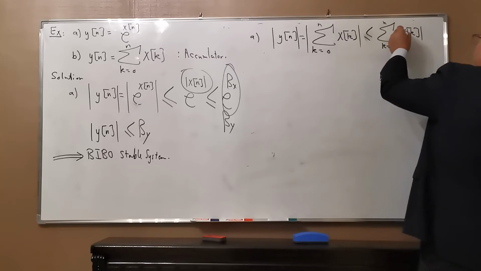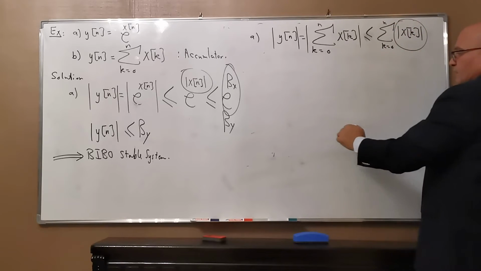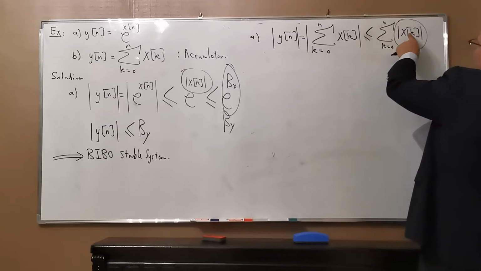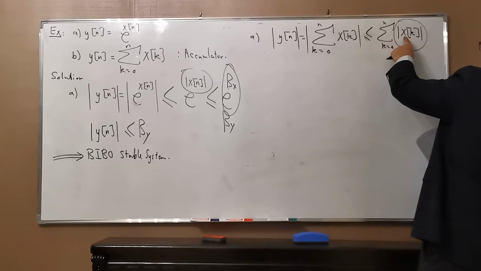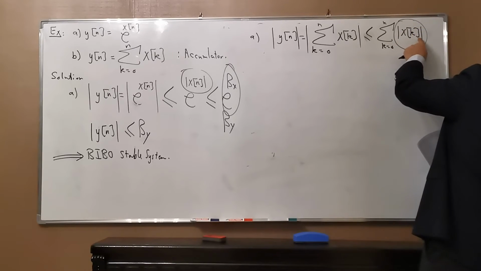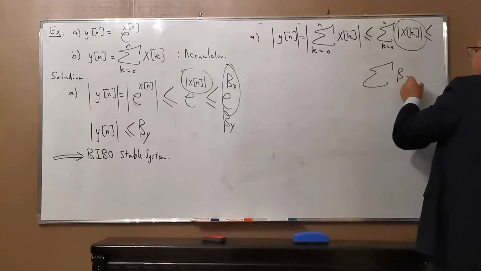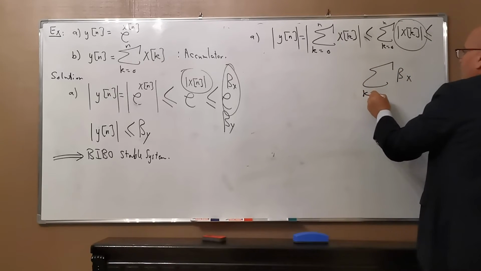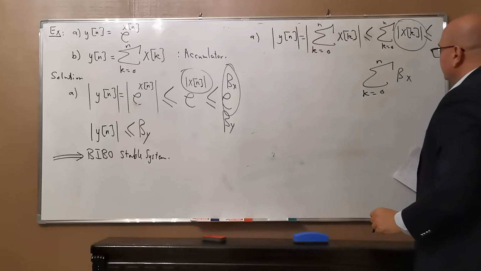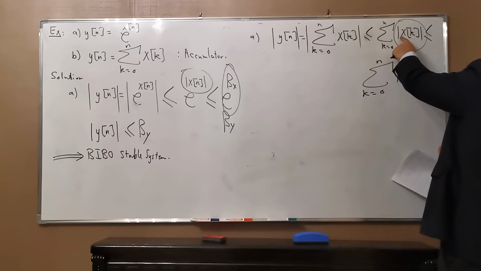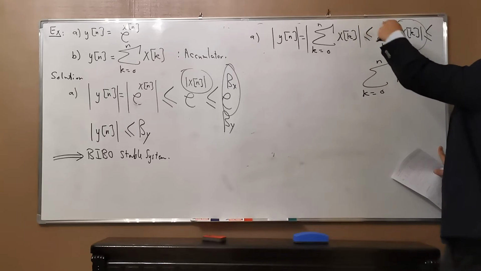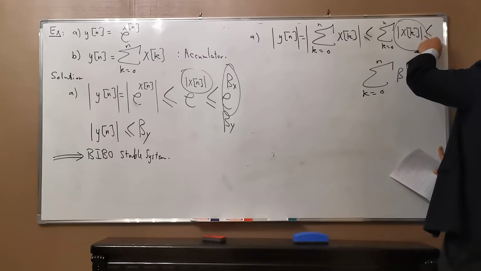Okay, now I'm going to make sure that this x has an upper limit. I'm going to take the upper limit to substitute all values of x. So this will be less than or equal to the summation of beta x from k equals 0 up to n. So I'm going to replace all the values of x of n by its upper limit. So you have also an inequality.